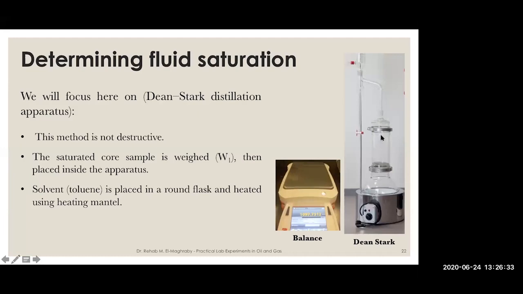The next step is to put your core in this glass container and fill this flask with toluene. So in this case, for Dean-Stark distillation, we use toluene. So you fill your flask here with toluene, and you put it in a heating mantle. You heat the solvent up to the boiling point, and the vapor of the toluene will start to form.